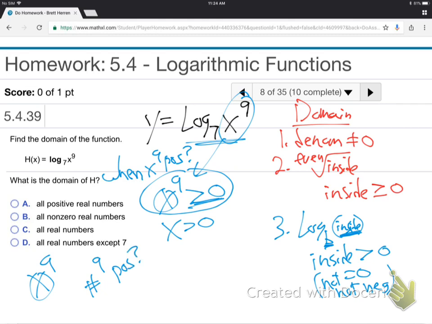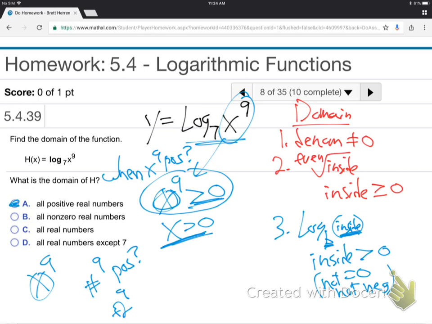Well, any positive number. If you put in 2 to the 9th, that'll be positive, right? Any positive number times itself 9 times will be positive, won't it? 0 won't work. 0 times itself 9 times is just 0. A negative number times itself 9 times would be negative. An odd number of negatives would be negative. That won't be positive. So that just means the number itself, x, must be positive, greater than 0. Good? That's our answer. That's the domain of that log. So it's all positive real numbers.